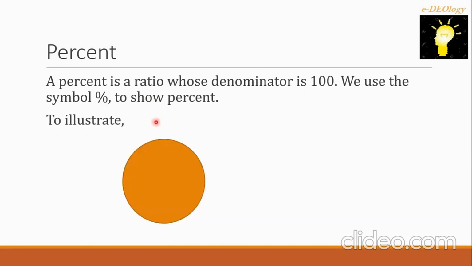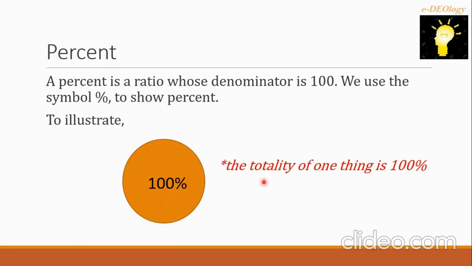To illustrate, suppose I have a circle here, and the totality of the circle is considered to be 100%. As the saying goes, the totality of one thing is 100%.